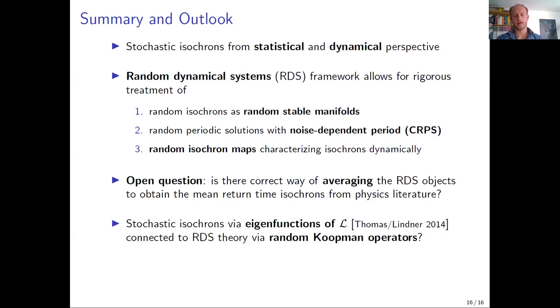And also maybe another line of thought is, do these stochastic isochrons, as we saw in the first talk, which have been defined via eigenfunctions of the generator, do they connect to the RDS theory, so the random dynamical system theory? They're actually looking at the so-called random Koopman operators, which are defined omega-wise for the dynamical system.